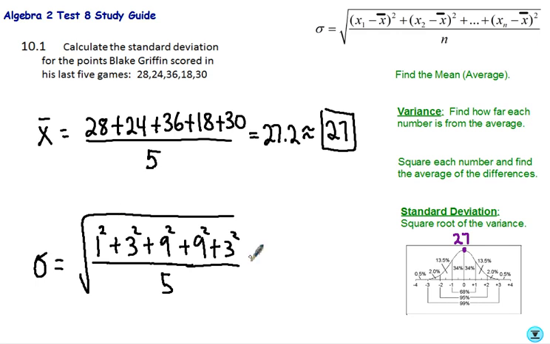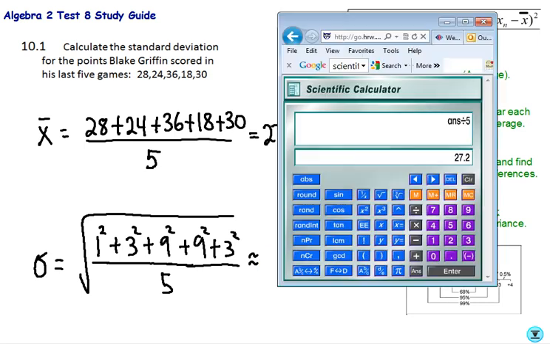Alright, so if you put all that into the calculator, I would tell you to start by saying 1 squared, which I would even do mentally. It's just 1. So 1 plus 3 squared, which is 9, plus 9 squared, which is 81, plus 9 squared, which is also 81. I think you can do that mentally. And then plus 3 squared, which is 9. And then we divide all of that by 5, and we get 36.2.